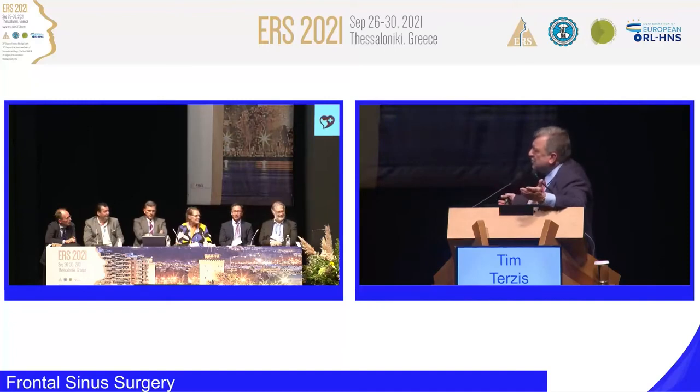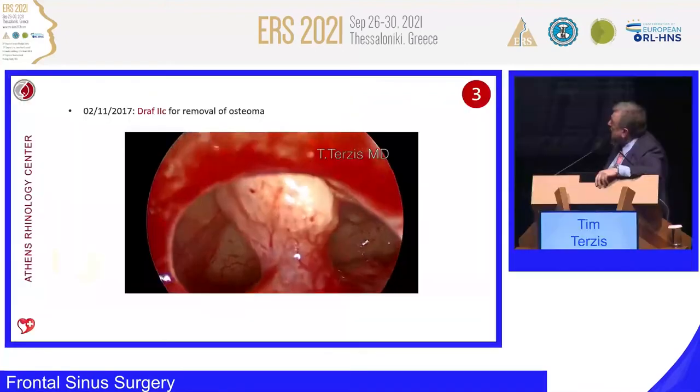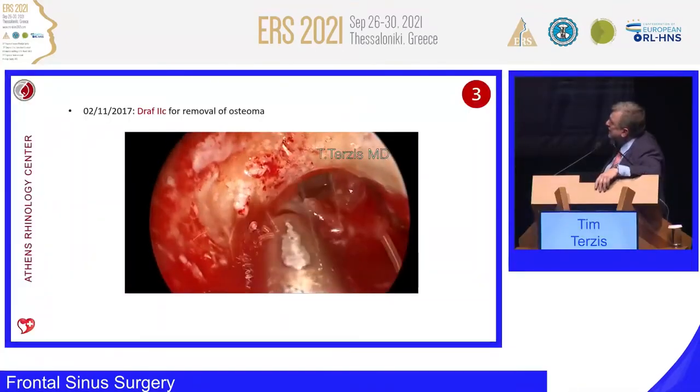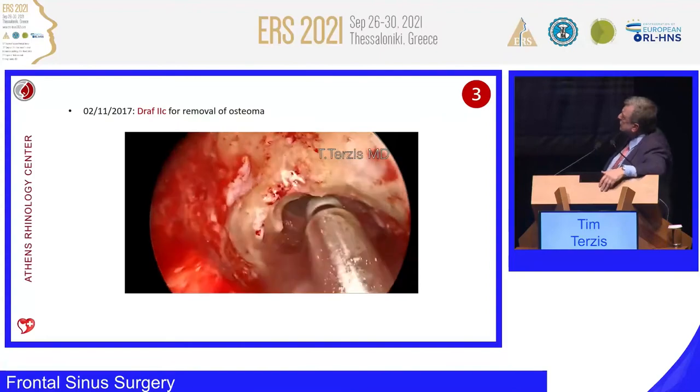Well, actually, as you see in the history here, I agree with you. I didn't want to do surgery because I thought that the pain had nothing to do with the osteoma. But then I thought again, I have a patient in real pain, going from doctor to doctor, consuming all possible medicines with no result at all, and the pain was getting worse and worse. And I decided to operate. So I did a draf 2C, which is an extended draf 2B.